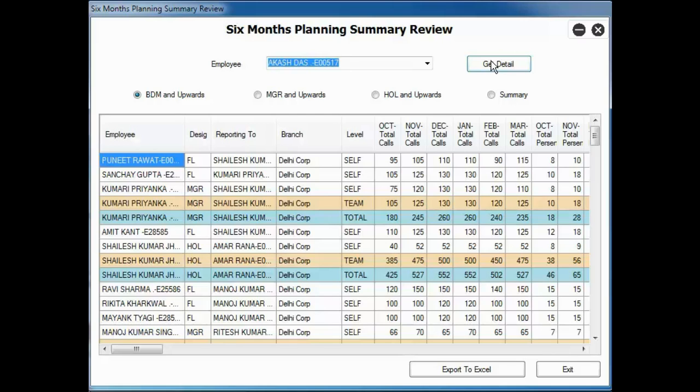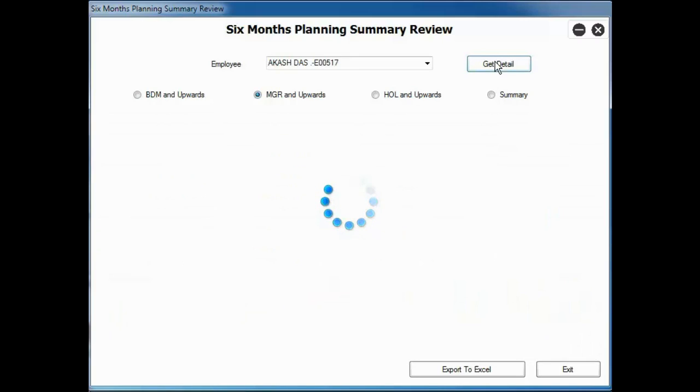I can also move from here into the manager and upwards plan. So let's look at that once. So I say manager and upwards. It is the same information, the same details that you see here, but now not in so many different designations, but only for managers and upwards. So let's look at this. Give it a moment to get all the details.